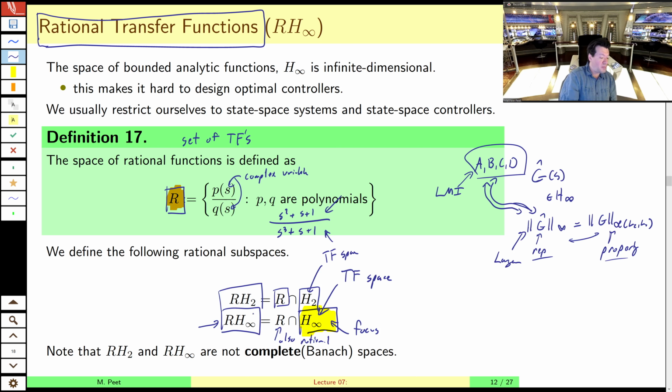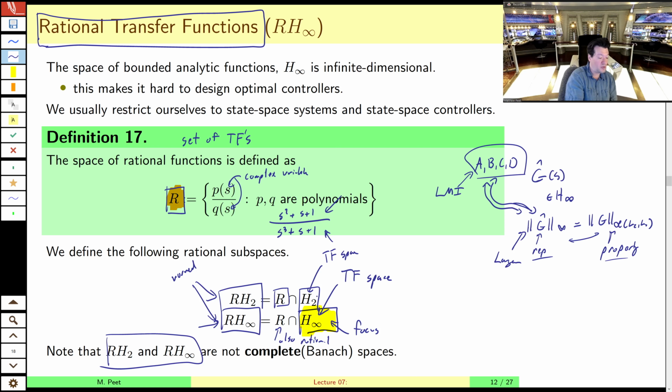This is problematic, and we didn't introduce it before because, with RH2 and RH infinity, when you make that restriction, we lose a lot of the properties that we needed before for all the mathy stuff that we talked about. Specifically, these spaces of transfer functions are still algebras, and they're still normed spaces.